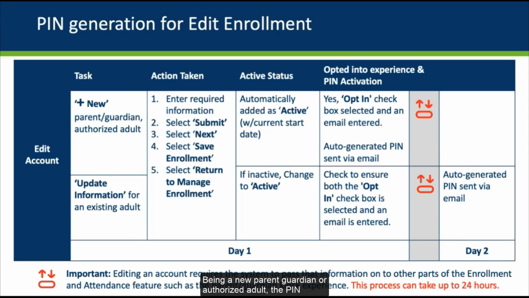If adding a new parent, guardian, or authorized adult, the PIN generation will be triggered within a few minutes of completing the process flow outlined in this table. If an adult has already been added to the account, a provider would navigate to update information to ensure the adult is active, has opted into the kiosk experience and has an email address entered. Changes to this information will require the system to pass information to other parts of the feature. This process can take up to 24 hours.